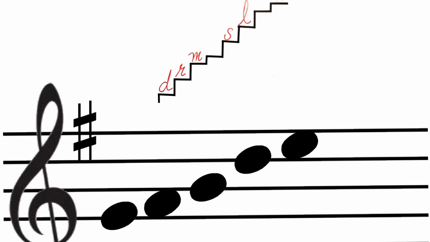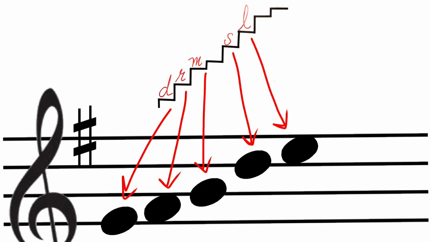So between do, re, and mi, it's steps. Between mi and sol is a skip, and between sol and la is a step. Oh, and look, there it is, the tone stair. Each note is pointing to its note on the staff. And so your job today is going to be to write some note heads on the staff.